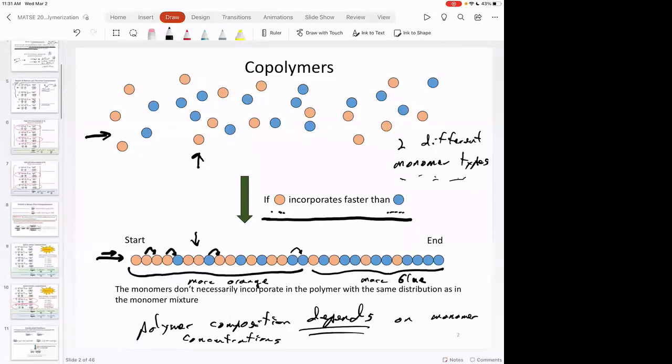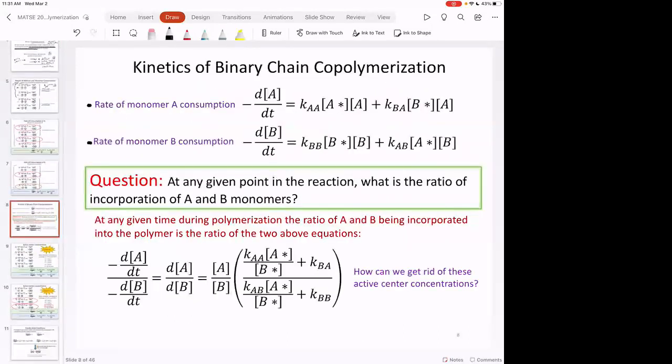And we're going to have an easy way to track that. And so for the polymer, we'd really like to know, this gives us an idea of the relative incorporation of the two monomers into the polymer, the rate of disappearance of monomer A over the rate of disappearance of monomer B, and we get this big thing right here.